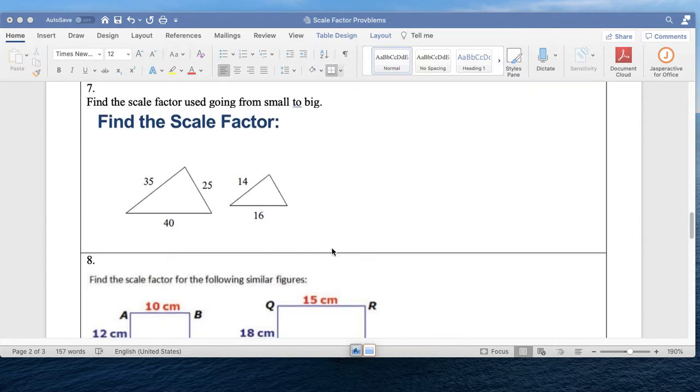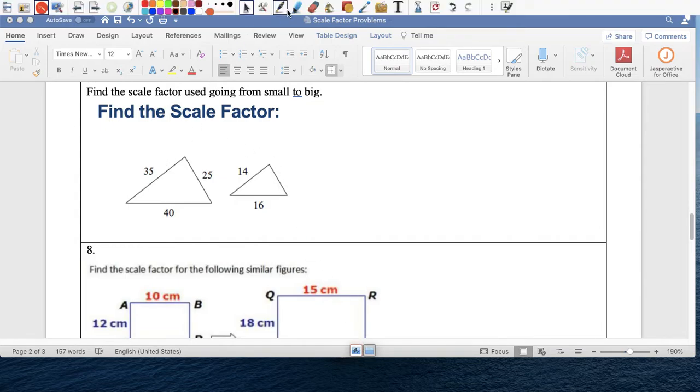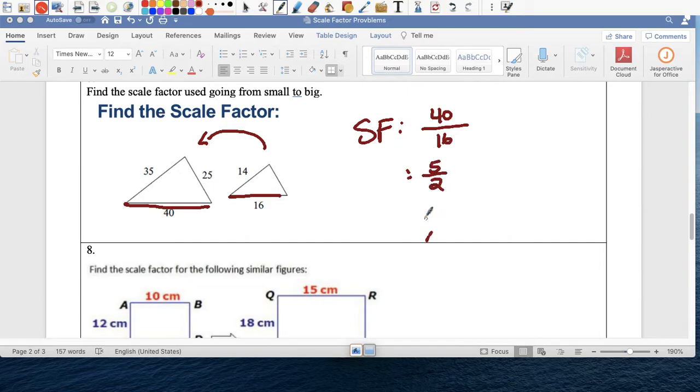Right, so now it just becomes repetitive. Let's find the scale factor going from a small triangle to a bigger one. So it's an enlargement. I'm going to use, again, 16 and 40, my corresponding sides. The scale factor for an enlargement is going to be big over small. So 40 divided by 16, which reduces to 5/2. And if you want, you can change that to 2.5.